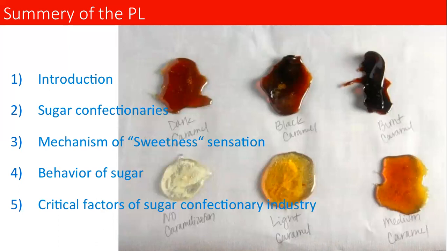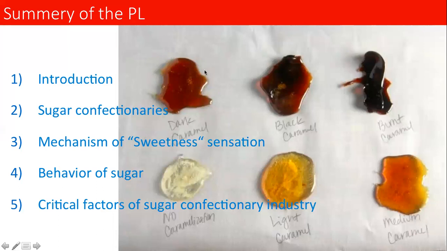Then we discussed sugar behavior, how sugar behaves under different conditions. It means different temperature, different time, and stirring speed. All these things we have discussed. And the critical factors of the sugar confectionery industry. There are very critical factors such as, as I told earlier, temperature, stirring speed, and the temperature-time relationship. All these things are critical in sugar confectionery.